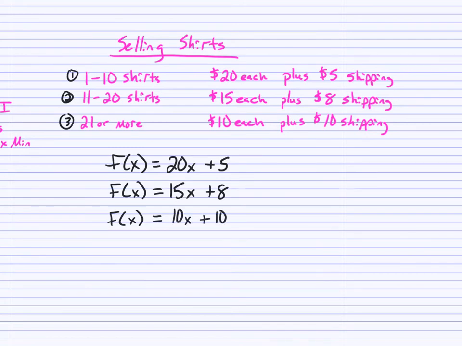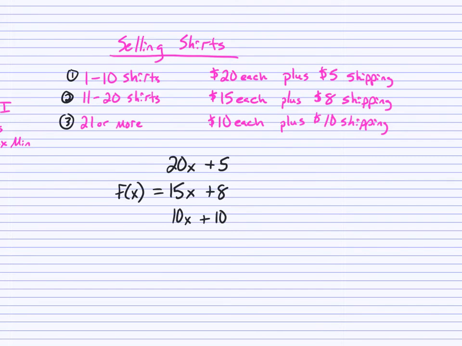Now, if you can see, I have f of x equals, f of x equals, f of x equals. That's a lot of wasted writing. So what mathematicians did is they said, hey, we're going to save ourselves a lot of time. Instead of writing f of x 3 times, we're just going to write it once. So f of x equals the top equation, f of x equals the middle equation, and f of x equals the bottom equation.